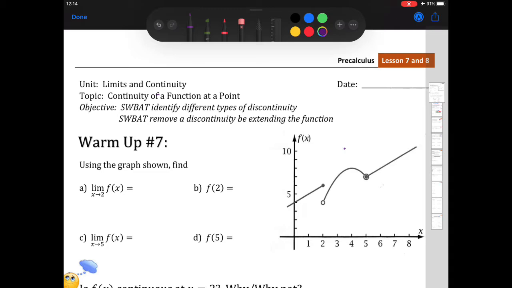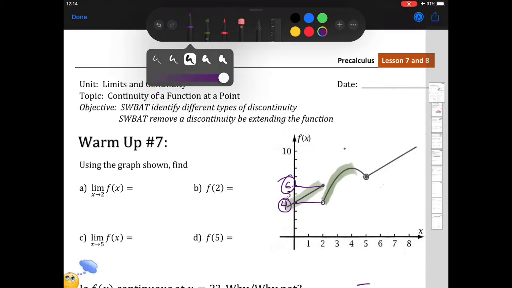A graph is given to you and it's asking the limit as x approaches 2 of f of x. From the left, let's trace it. What is it? It is approaching, the y value is 6, right? So that's what my limit is from the left. From the right, if I trace as x is approaching 2, my y value is what? 4. They're not approaching the same number, so the limit does not exist.